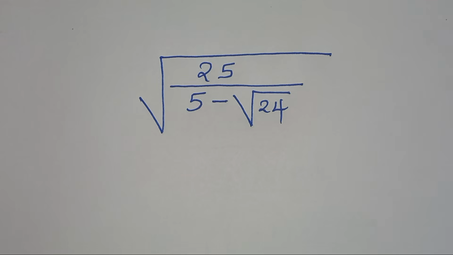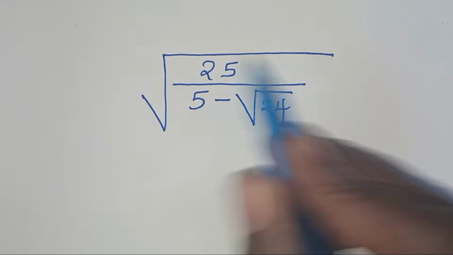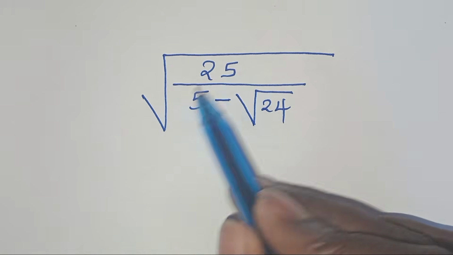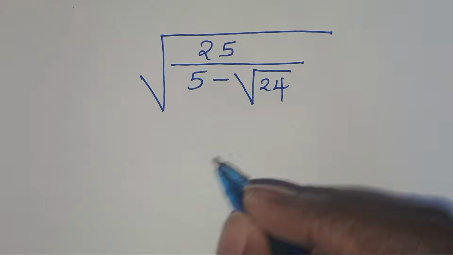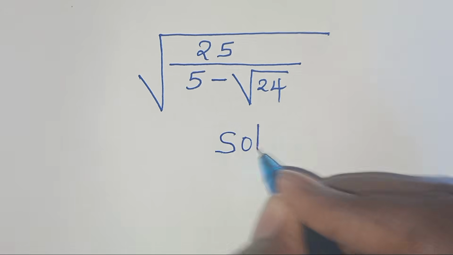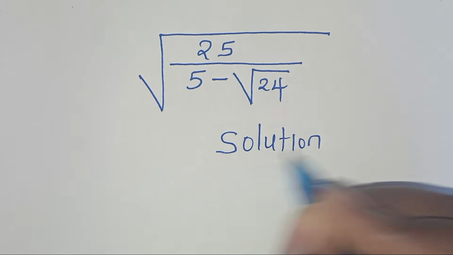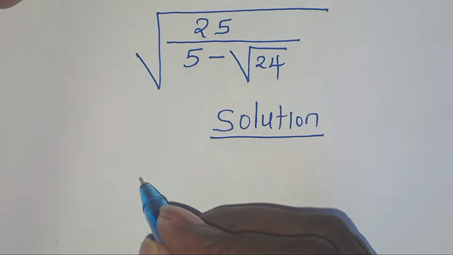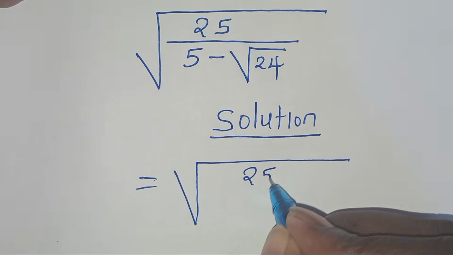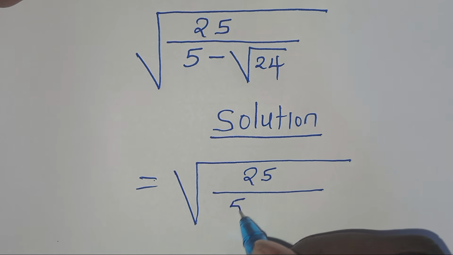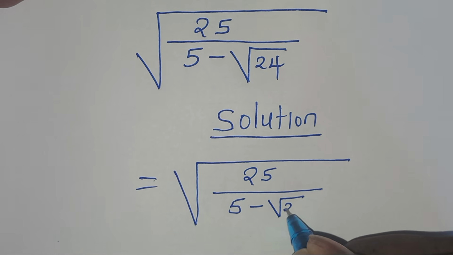Hello everyone, you're welcome to solve this nice square root math problem, which is the square root of 25 divided by 5 minus square root of 24. Now let's provide a solution from here. So we have the square root of 25 divided by 5 subtract root 24.